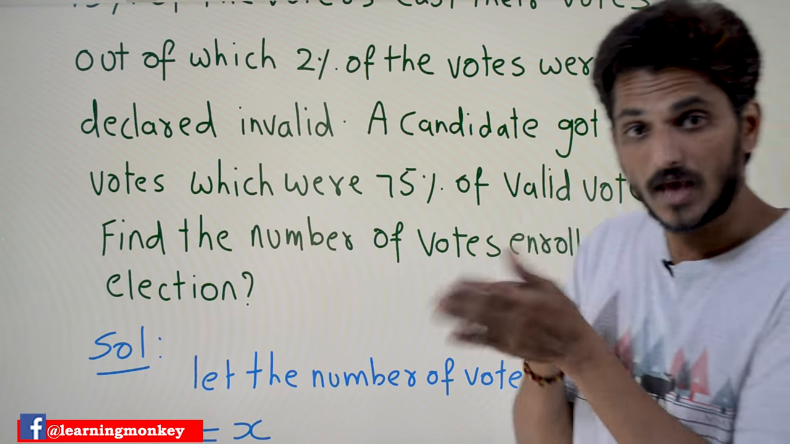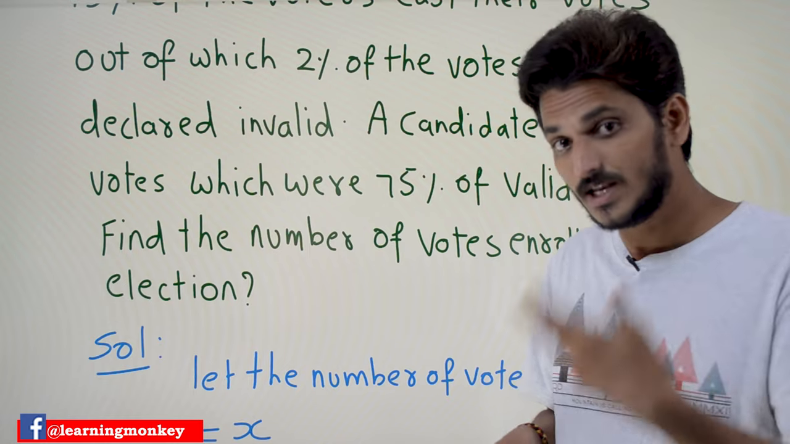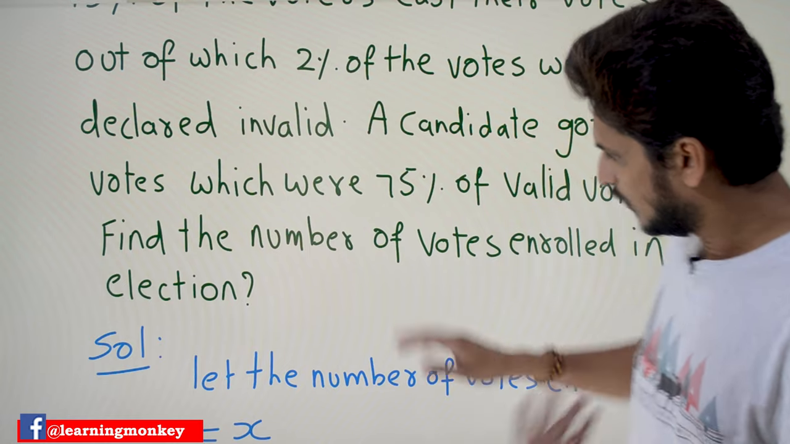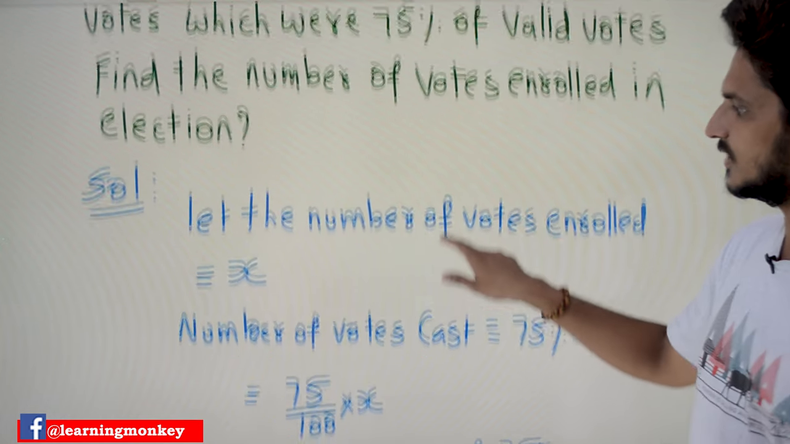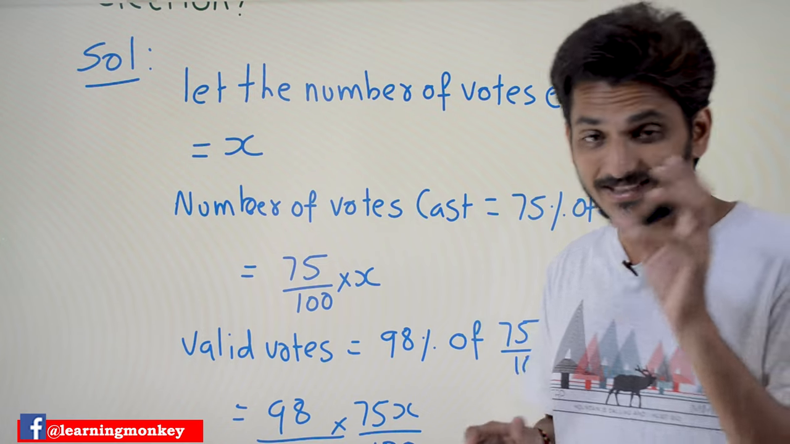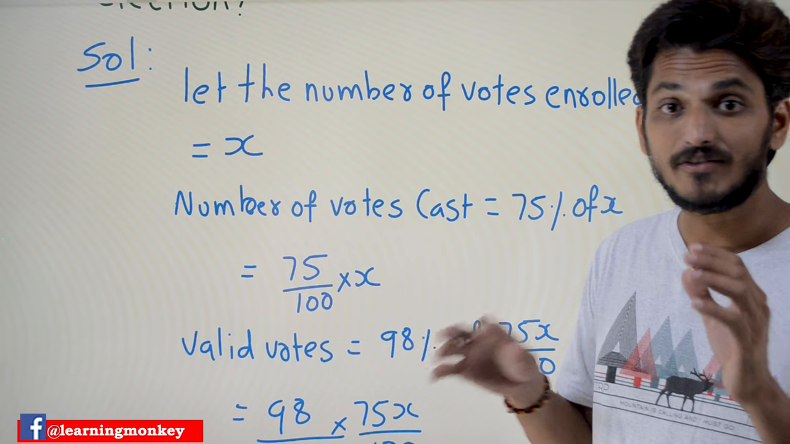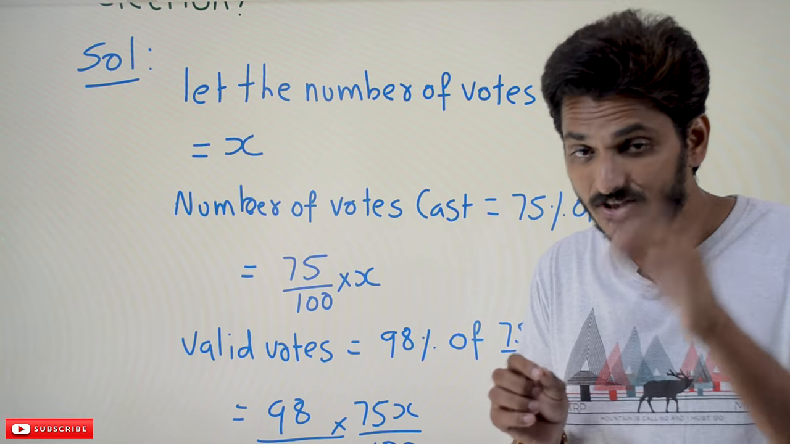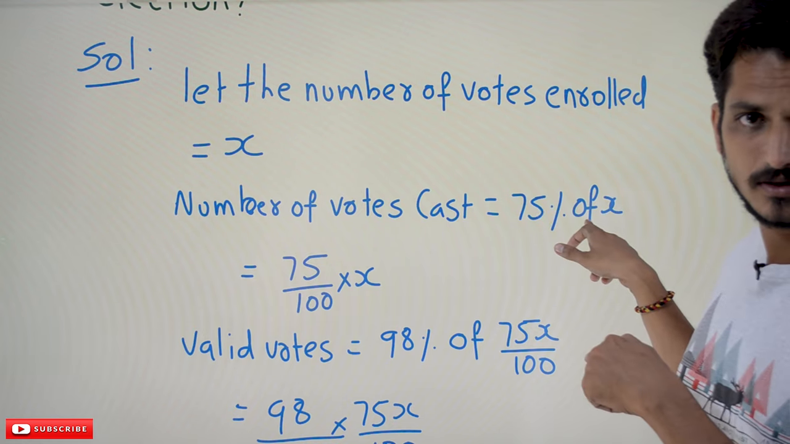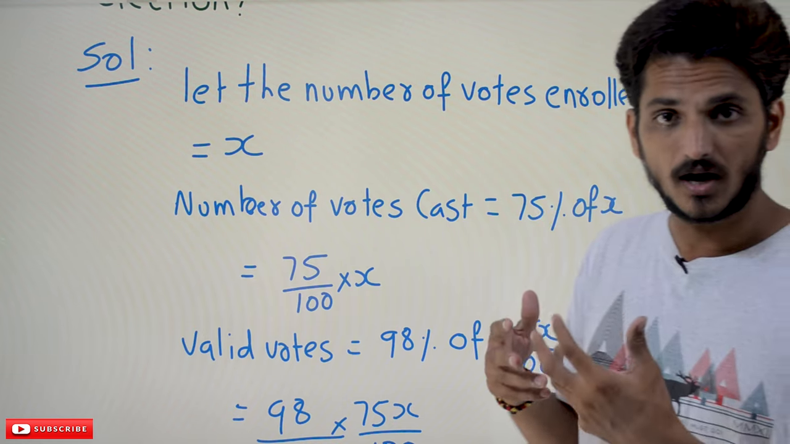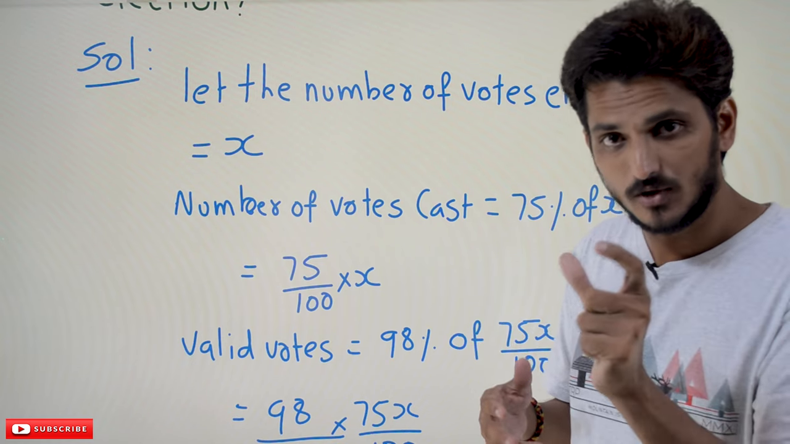So how many members enrolled in the election? That is what they are asking us. We don't know how many enrolled, so let us assume the number of votes enrolled is X. From the first statement, 75% of the voters cast their votes. So 75% of X gives the number of voters who cast their votes.